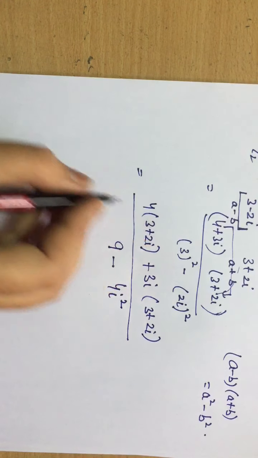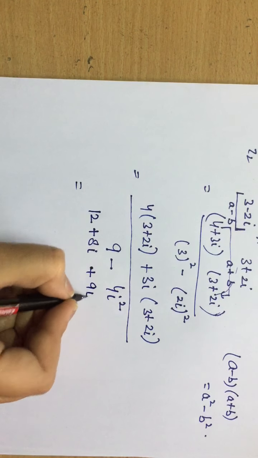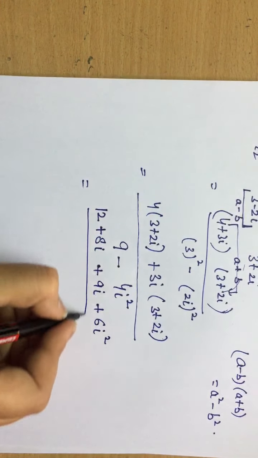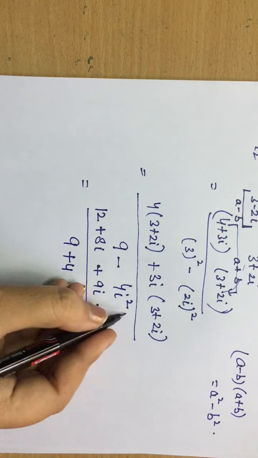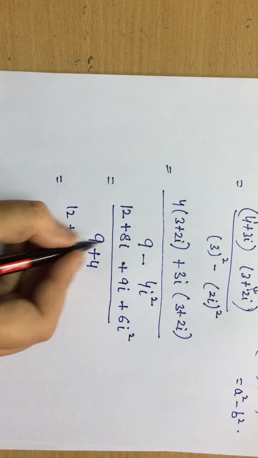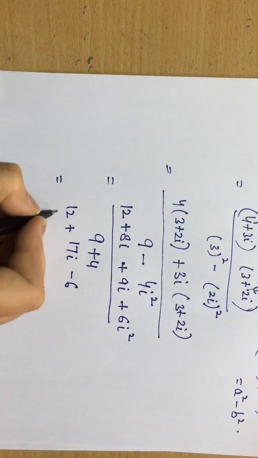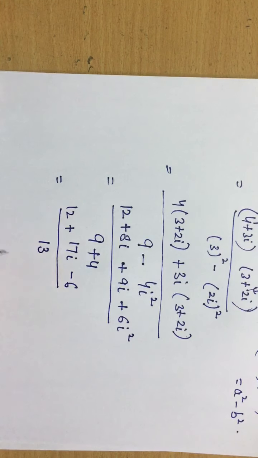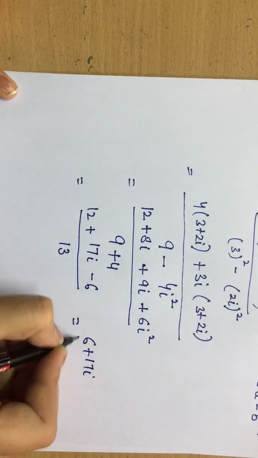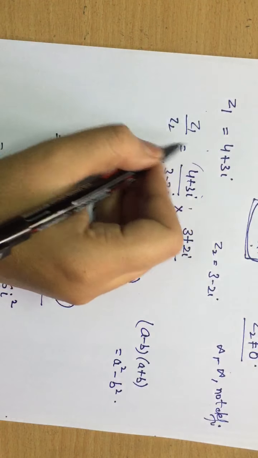Then open the bracket: 12 plus 8 iota plus 9 iota plus 6 iota square. The denominator will be 9 plus 4, because iota square is minus 1. So the real part is 12, then 8 plus 9 will be 17 iota, and it is minus 6, since iota square is minus 1, and the denominator is 13. So 12 minus 6 is 6, plus 17 iota, by 13. In this way we divide z1 and z2.